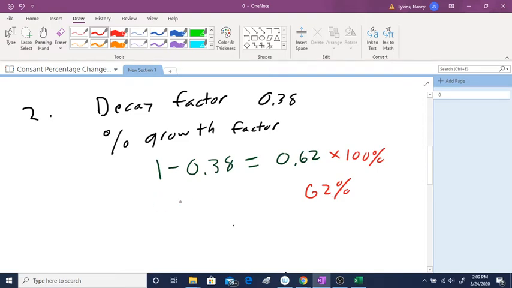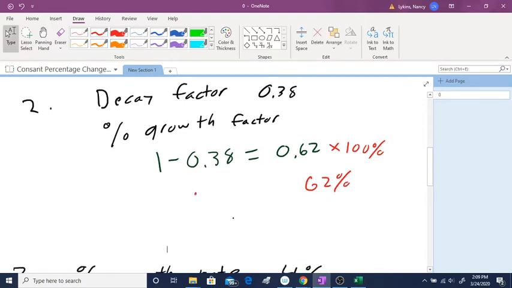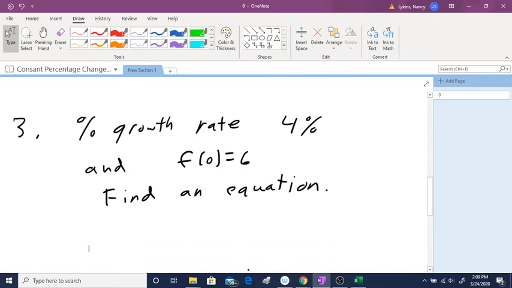So now I want to apply what we've seen so far, and I'm going to give you a growth rate, and I want you to find an equation. So if I give you this percentage growth rate at 4% and f of 0 equals 6. Now think about this for a second. We talked about anytime you've got 0 in parentheses, that's our x value. That's our initial value. So that means we start off with 6. Whether it's $6, maybe it's 6 strains of bacteria, whatever the case is. So that's what we need to think about when we see this f of 0 equals 6.